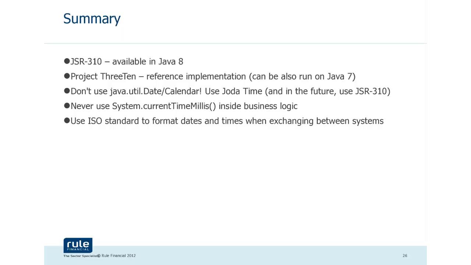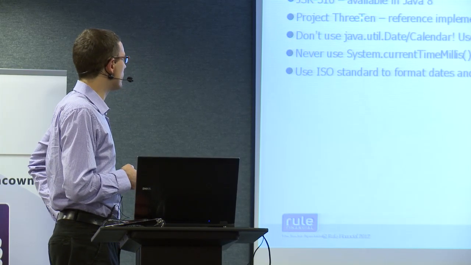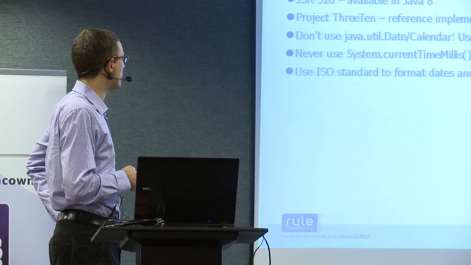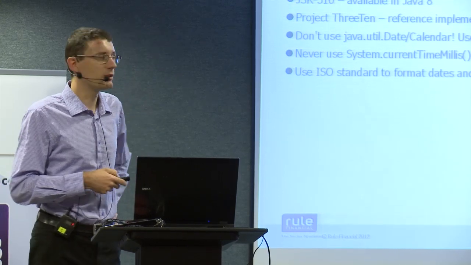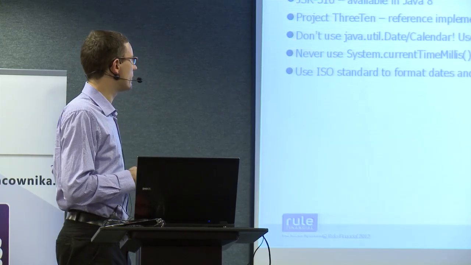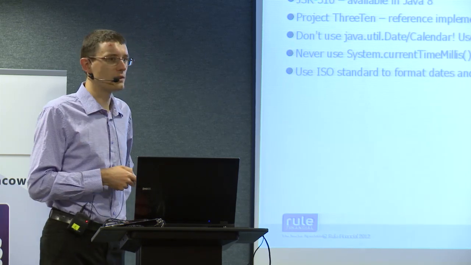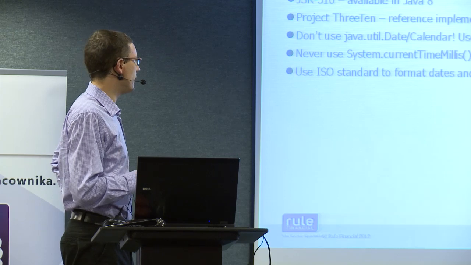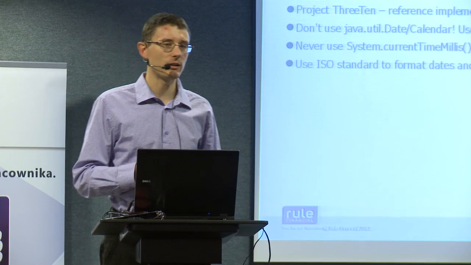So as a summary, a few things I would like you to remember from this presentation if you didn't know them before. In Java 8, we'll have this new API based on Joda Time. The reference implementation is called ThreeTen. If you've used java.util.Date or Calendar until now, stop, use Joda Time instead, and in the future ThreeTen. Never ever try to use currentTimeMillis in your logic. Use the Clock pattern instead. And if you exchange data between systems, one final note: always use the ISO standard, which I covered at the beginning.